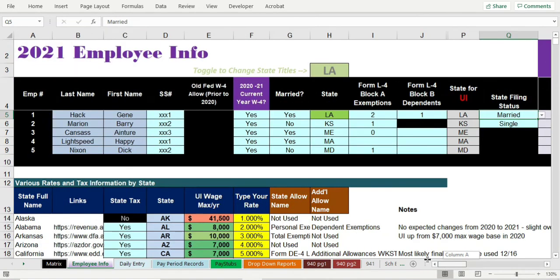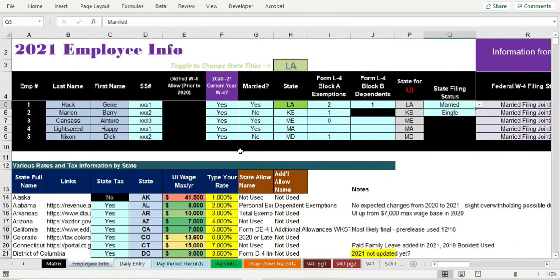So when you need to do payroll for your small business, you can use this Excel application and it will help. And if you have employees in Louisiana, get their L4, get their Block A and Block B numbers and their status, and you should be good to go.